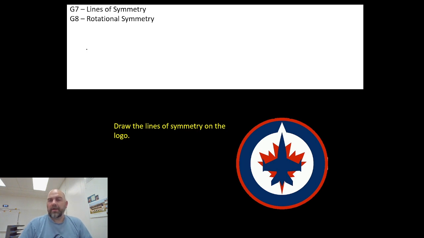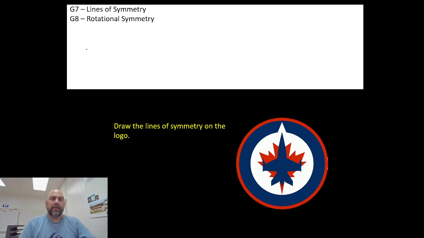The first example that I want to go over in this lesson is taking a look at a picture. This one happens to be a picture of the Winnipeg Jets logo, slightly modified to make it actually work in this case, but we're going to take a look at how many lines of symmetry this logo has. If you look at it, you're looking for where there is a line that we can reflect both sides on each other so that they are equal to each other, where one side is equal to the other side, like a mirror image of it.